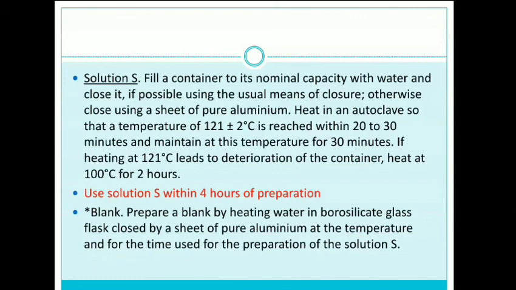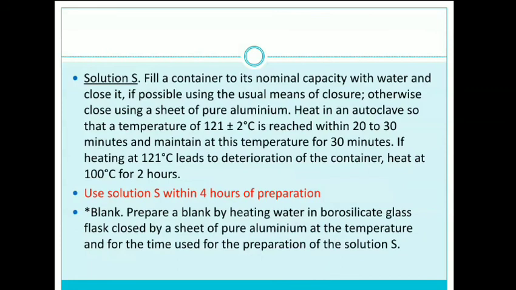Then second is the solution S. If you have to do tests like acidity or alkalinity, reducing substances, and clarity, then you have to first prepare the solution S. So how to prepare solution S? Here is the procedure.